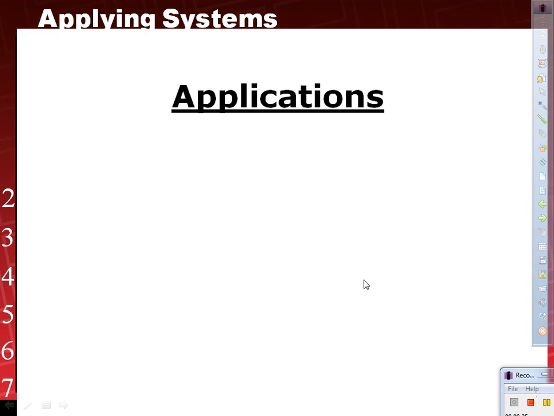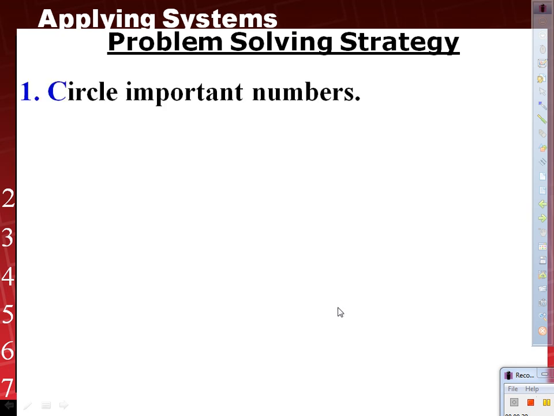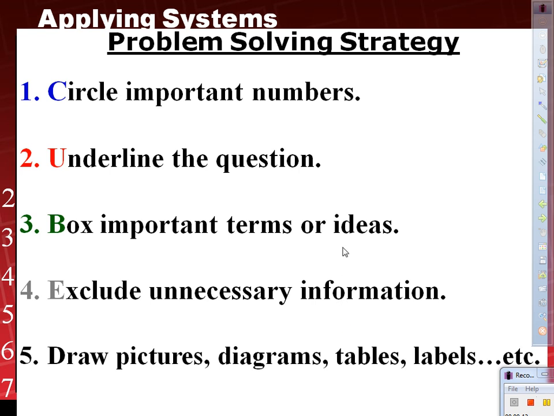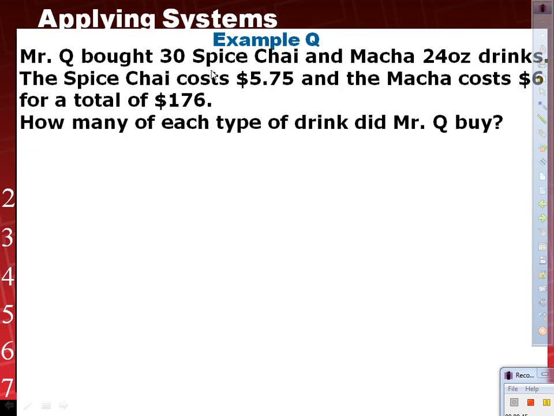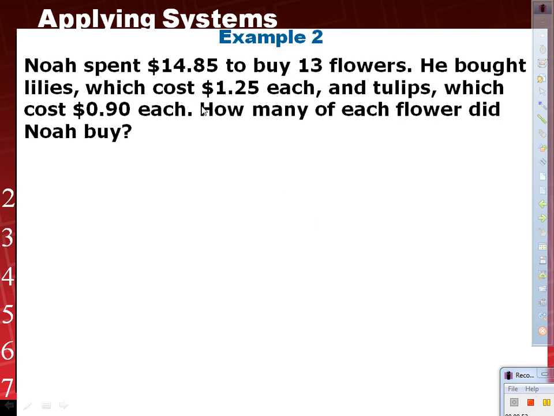We started applying systems using the video that I took going to get a spicy mocha and a matcha, something like that. I also gave you a problem-solving strategy to continue using, which is the cubed. Remember that? So like I said, the spicy chai and the matcha. From there, we moved on to sheets of felt and cardstock. Remember that? And then we looked at, I think, in passing, applying it to flowers.